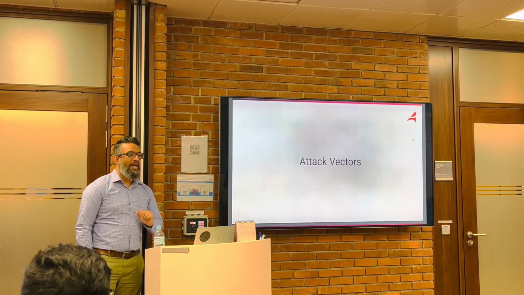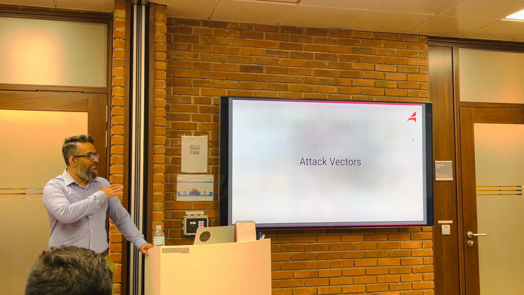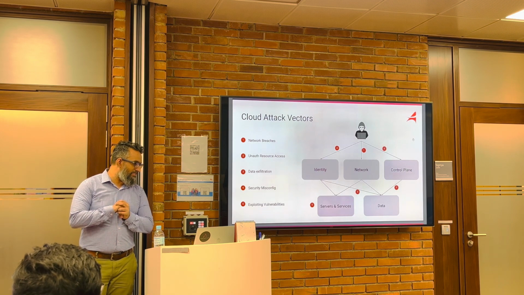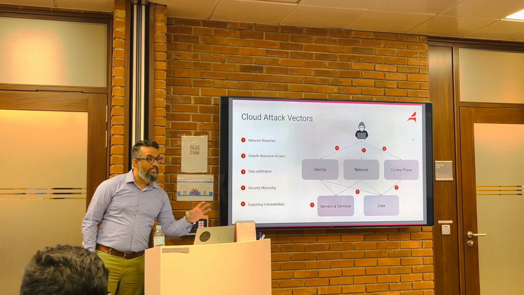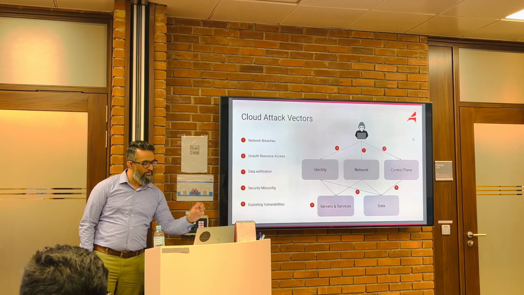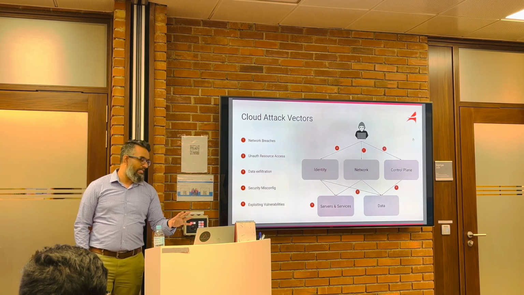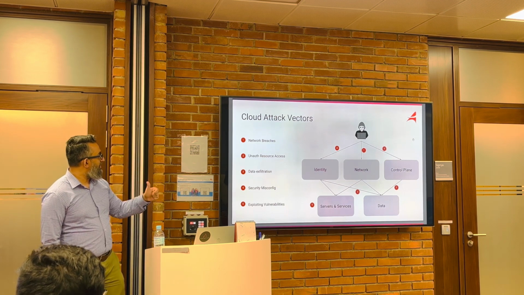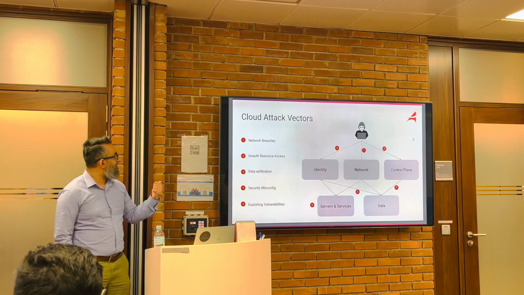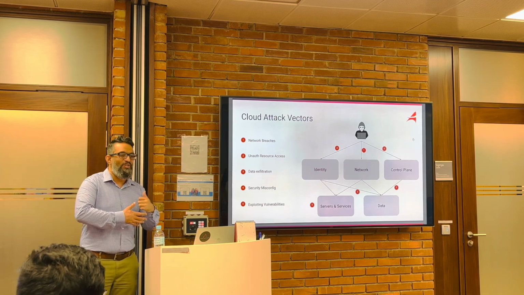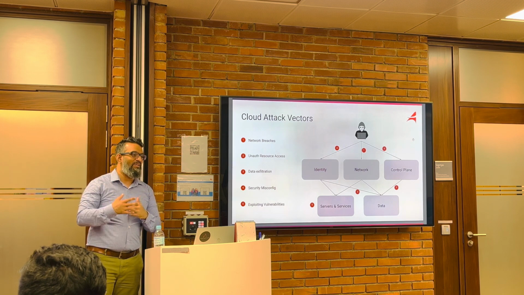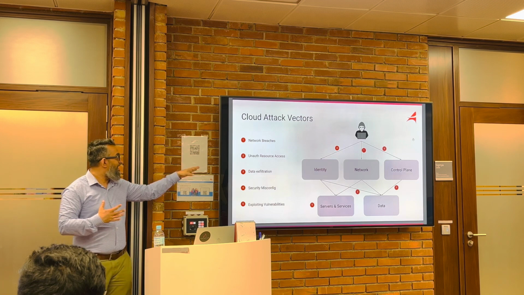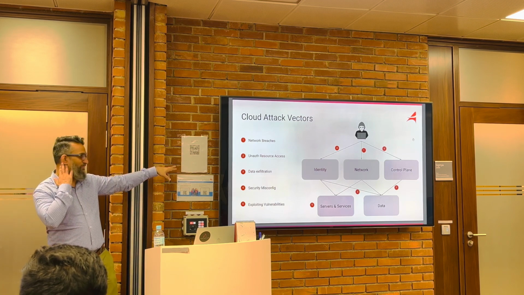Okay, so some of the attack vectors: how can you get compromised? If you look at the cloud scenario, you have the identity part, the network control, servers, and the data. One aspect is that you could get a network breach, and secondly you could get unauthorized resource access. These days you see a lot of passwords and a lot of credit card information coming out. That is where you don't look at these aspects.